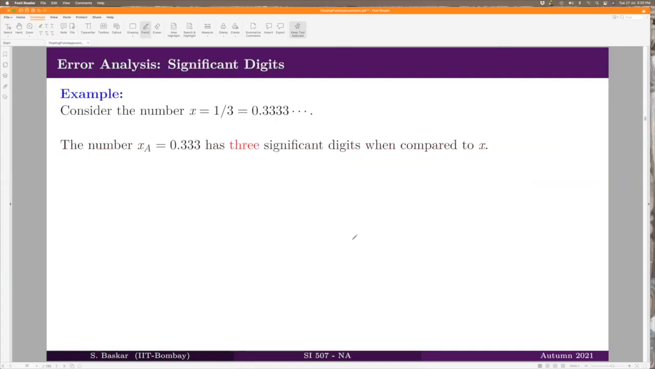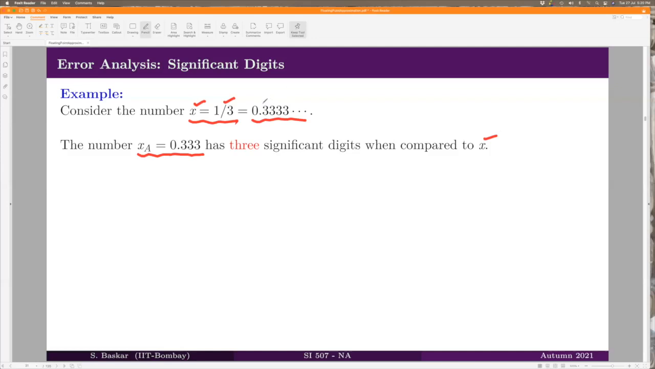Next, we will introduce an important concept called significant digits. Let's take this usual example. Consider our x as 1 by 3, which is nothing but 0.333, and it goes on. If you want to consider XA, which is equal to 0.333 instead of x, which is 1 by 3, then we say that we have considered 3 significant digits when compared to our original number x. I hope you got an intuitive idea of what is called significant digits.